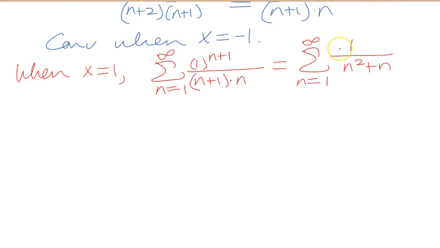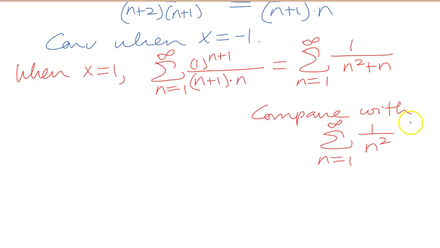What is a good test on this? Can we do a direct comparison test? Compare with, I will say 1 over n squared. First of all, guys, for the direct comparison test, let's compare the nth terms of the two series. Which one is smaller?